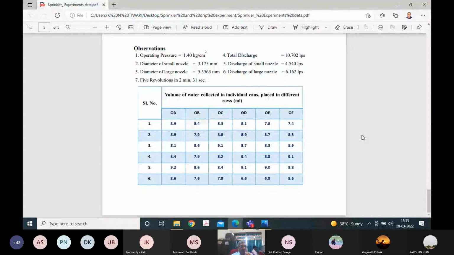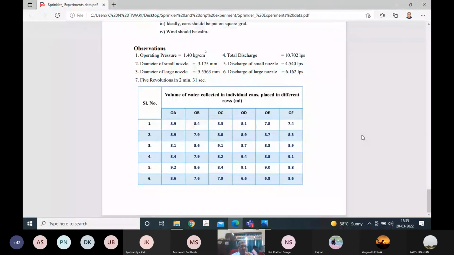So we can calculate the coefficient of discharge. Is it not? So you get the CD1 and CD2, the coefficients of discharge, because you have Q1 equal to CD1 into A1 square root 2gH.